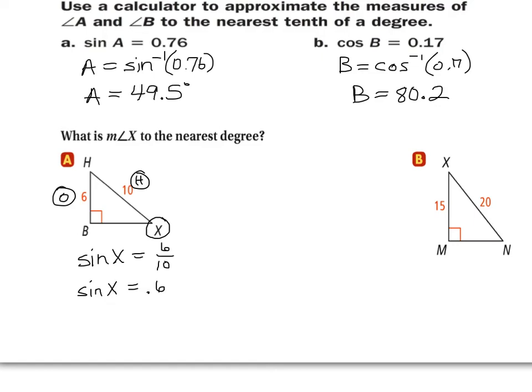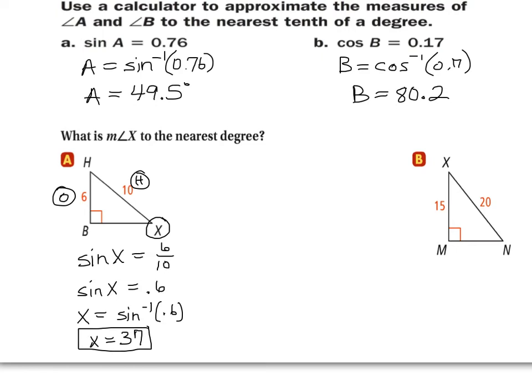Okay. So now the sine of x equals 0.6. I want to solve for x. So I have to take the inverse sine. So x is going to equal the inverse sine of 0.6. And when I type that into my calculator, I end up with, to the nearest degree, 37. So the angle x in that case is 37 degrees.